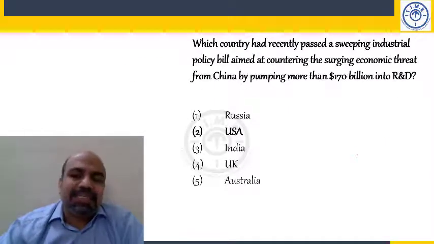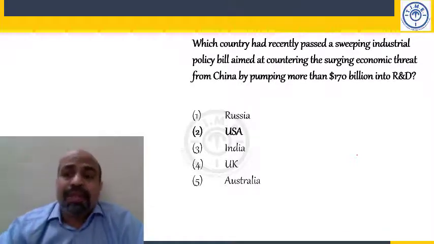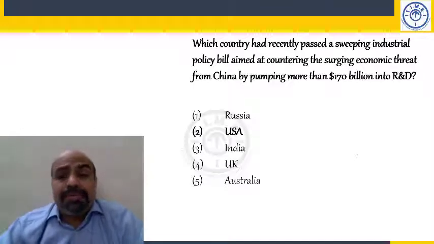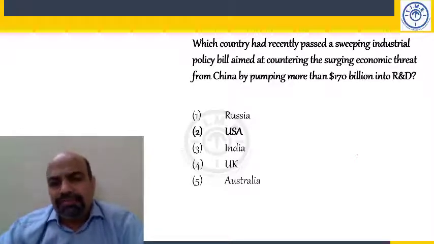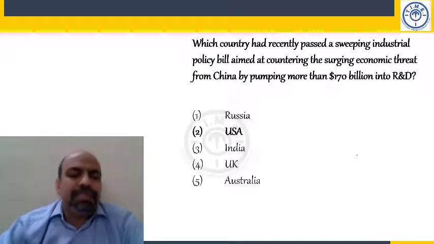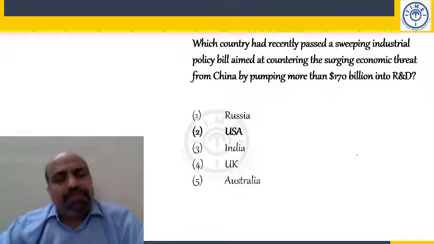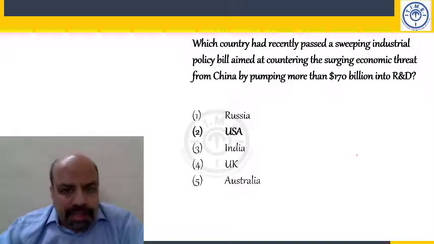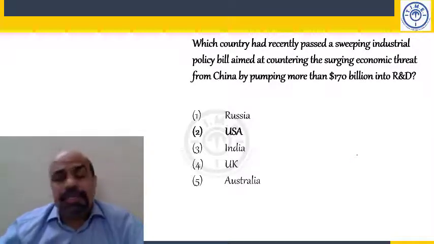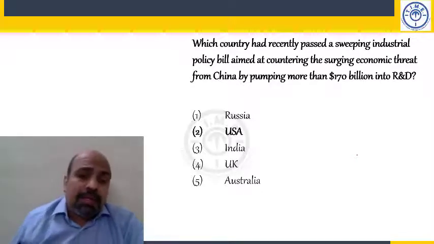Which country has recently passed a sweeping industrial policy aimed at countering the rising economic threat from China by pumping more than $170 billion into R&D, research and development? The United States has done this. Now, the US is deeply worried by the rise of China. I say China is not a country anyone can trust. But China's industrial development has been huge. Its defense industry is massively expanding.